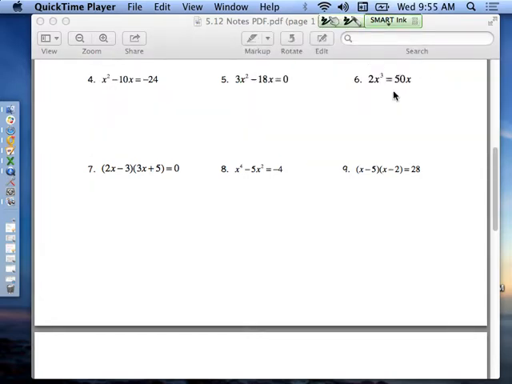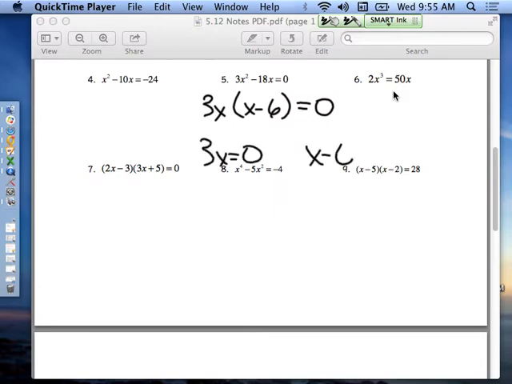Well, it's already set equal to 0. It's arranged in descending order. I analyze to see if there's a GCF, which there is. If I remove 3x, what remains behind is x minus 6. And this is an equation, so you should always set it equal to 0. Then I take each individual factor and determine which value would make that particular factor 0.